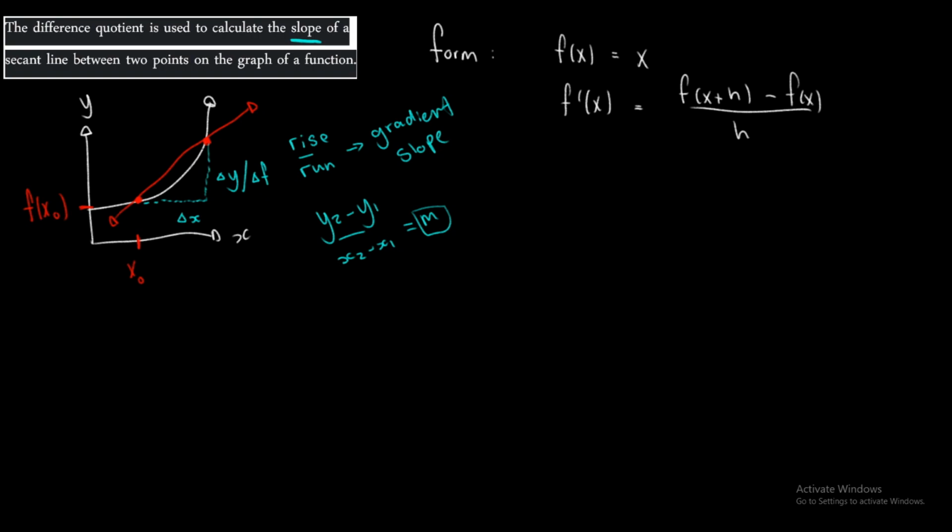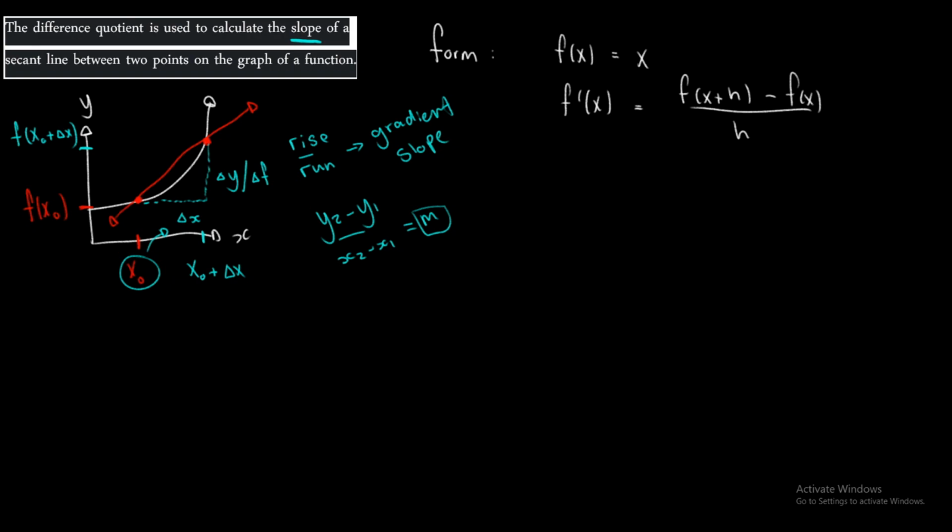So let's see, how do I get this new point? Well, this new point is going to be this coordinate plus my change, so it's x sub 0 plus delta x. And if I want to find my new height, this is going to be f of x sub 0 plus delta x, too. So how can we write that mathematically now?